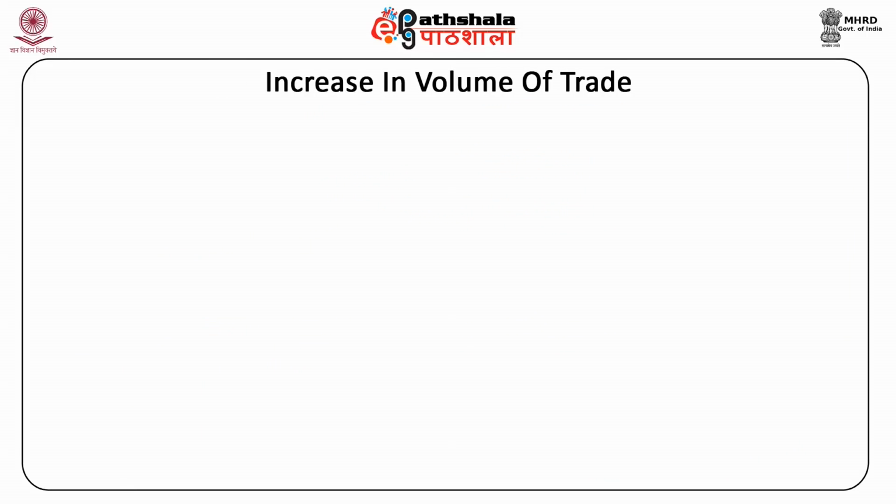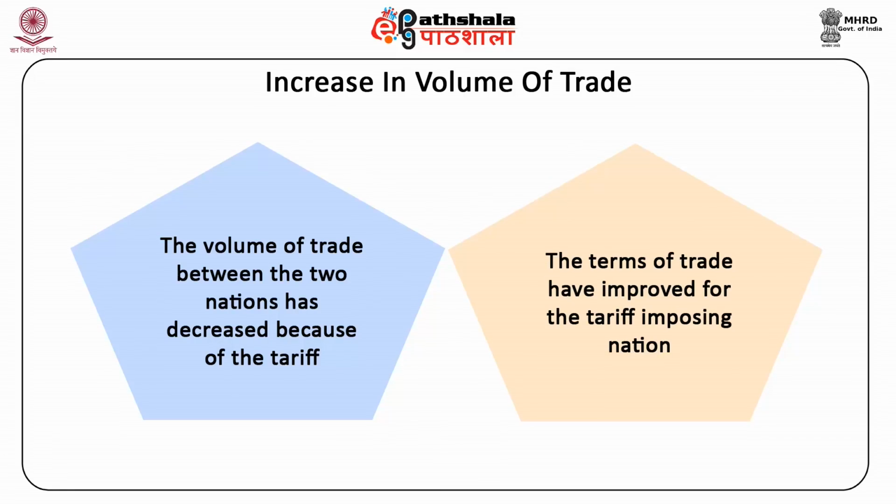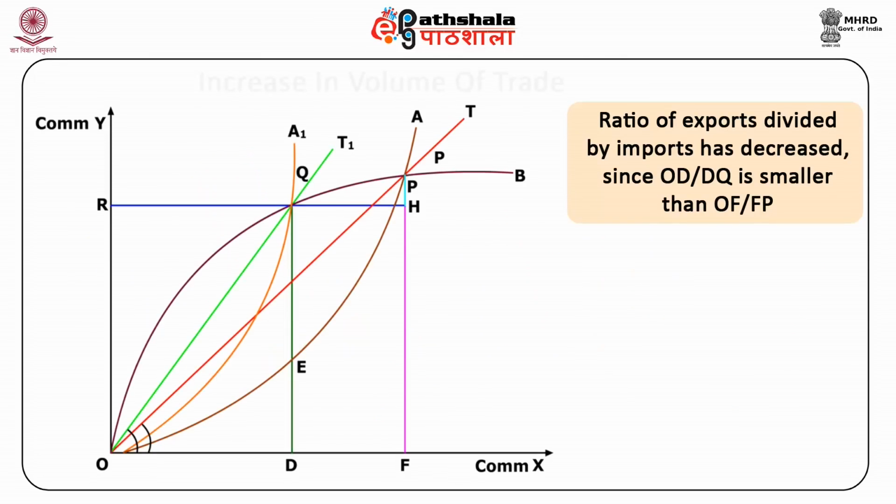After the imposition of the tariff, when the trade equilibrium point moves from P to Q, the two results found are: first, the volume of trade between the two nations has decreased because of the tariff, and second, the terms of trade have improved for the tariff-imposing Nation 1. The ratio of exports divided by imports has decreased since OD by DQ is smaller than OF by FP. This implies that Nation 1, after the imposition of the tariff, receives more imports per unit of exports than was the case before the tariff was imposed.